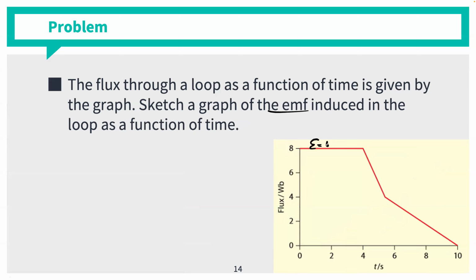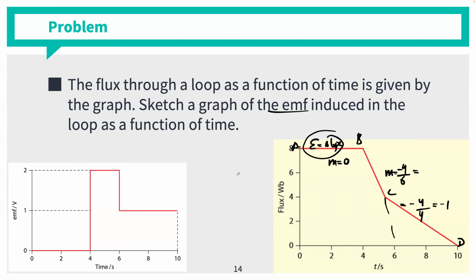So we know that EMF is the slope of the graph. So what is the slope from A to B? Slope from A to B is 0. Slope from B to C is negative, but how much? Rise by run. So 8 to 4 is 4, divided by run, which is 6. So negative 4 by 6. And C to D is, again, rise 4 to 0 is 4, run is 4, negative. So negative 1 slope. So you can see initially slope 0, then slope of about 2, and then slope of 1.